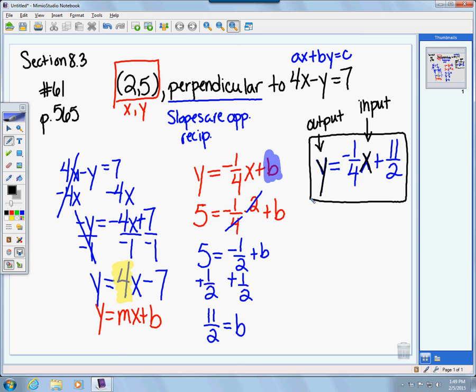So what we have boxed in black is your final answer. This is the equation of the line that uses the point (2, 5) and is perpendicular to the equation 4x minus y equals 7.